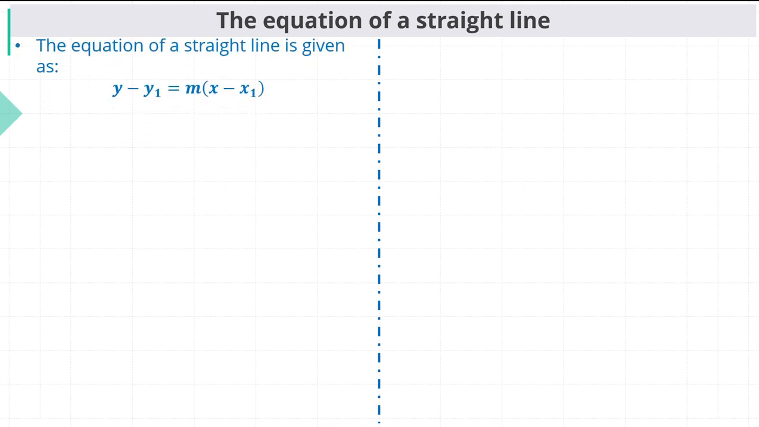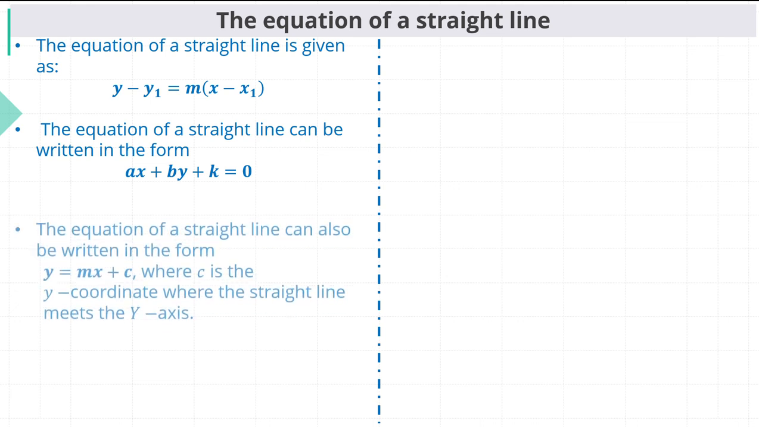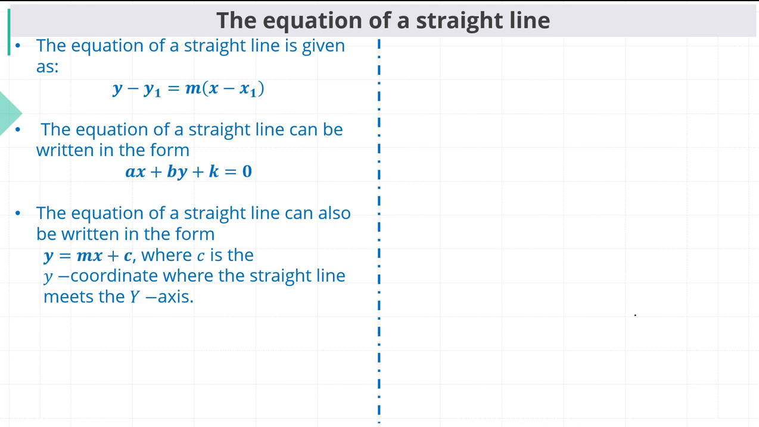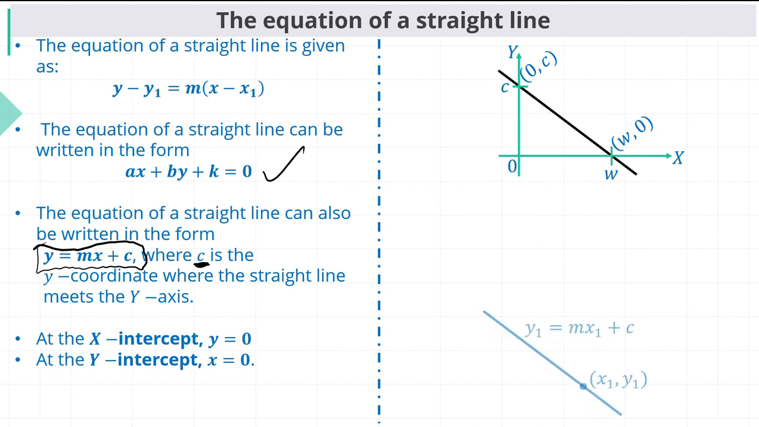We have seen that the equation of a straight line is given as y minus y1 equals m multiplied by x minus x1, which can be written in the form ax plus by plus k equals 0. Not only can the equation of a straight line be written in this first form, it can also be written in the form y equals mx plus c, where c is the point where the straight line meets the y-axis. The key points we should note are the x-intercept, where the y-coordinate is 0, and the y-intercept, where the x-coordinate is 0, and that's what we are indicating in the diagram here. Also we should note that whenever a point lies on a straight line, we can substitute that point into the equation of the straight line.